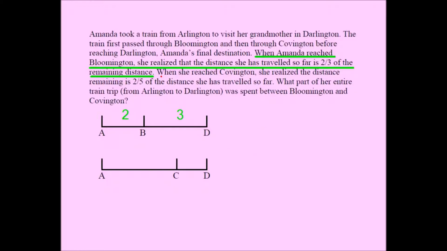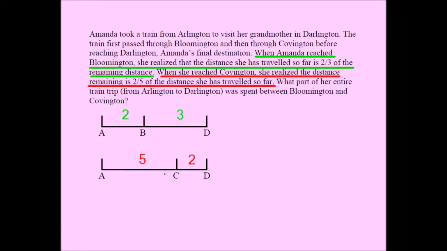When she reached Covington, she realized the distance remaining is two-fifths of the distance traveled so far. So here is Amanda. She's passing through Covington, and the distance remaining is this much, is two-fifths of this distance. And that tells me if this distance is 2 units, this distance has to be 5 units.